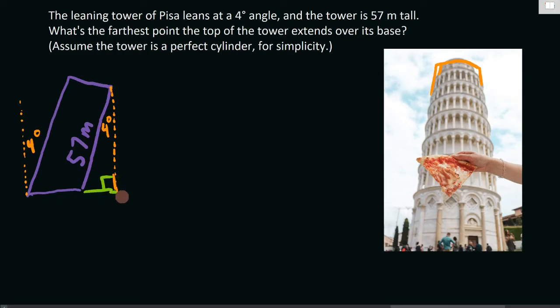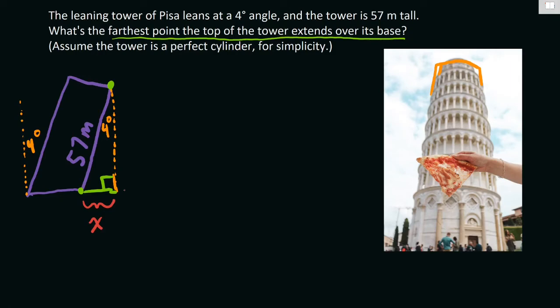And then it's asking for, what's the farthest point the top of the tower extends over its base? So this is the top of the tower, this is the base. So the farthest point it extends over its base is this width here. And so that's the side you're trying to solve for. Okay, I'm going to set up another one, but I'll give you the answer to this at the end of the video. So if you want to pause and try this right now, answer is coming in a sec.